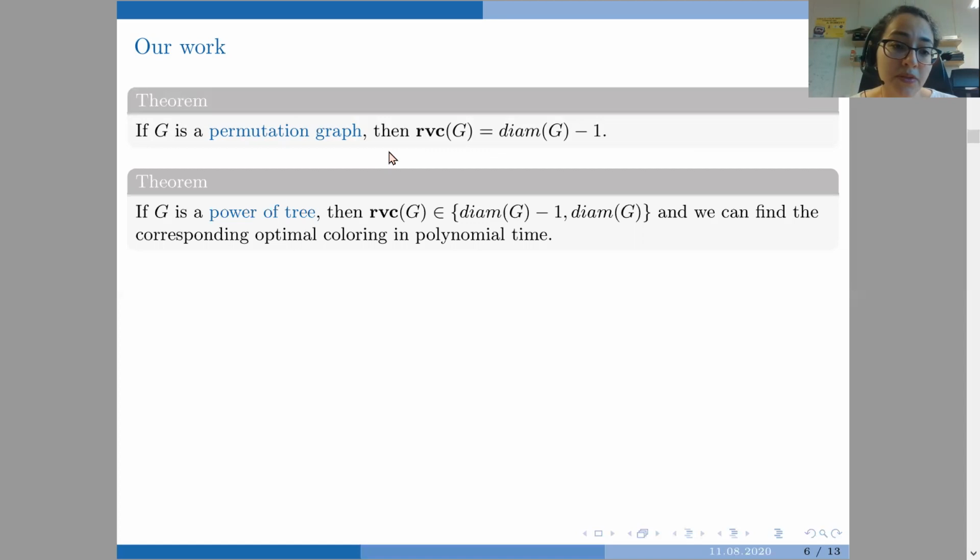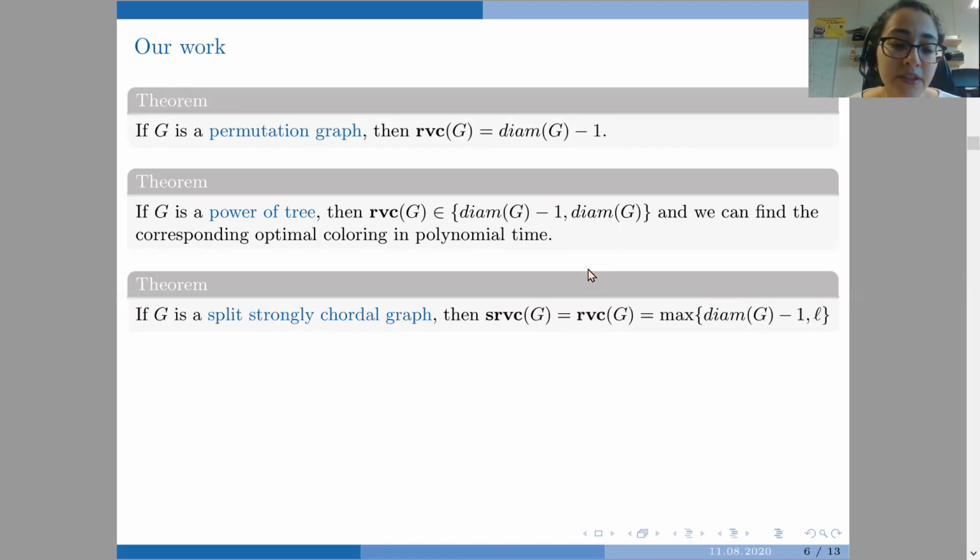And we will also consider the class of powers of trees. These are chordal graphs. We previously saw that the problem is NP-complete restricted to chordal graphs. And here we can find a subclass for which the problem can be solved efficiently. They will always be colorable with diameter of G minus 1 or diameter of G many colors, and we can decide in polynomial time which is the case.